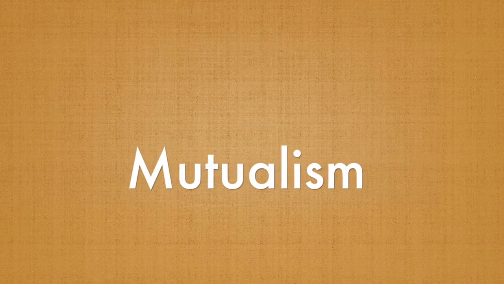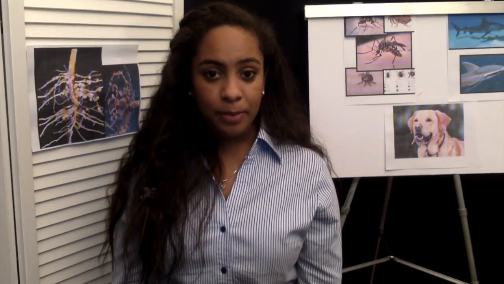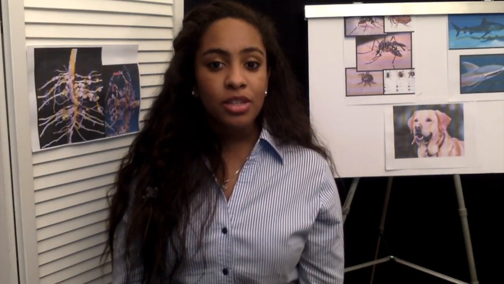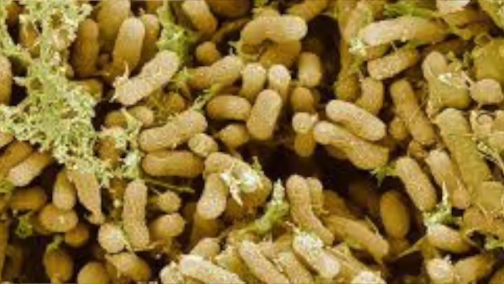The third type of symbiotic relationship is mutualism. In mutualism, both parties benefit from the relationship. An example of mutualism is the relationship between legume plants and nitrogen-fixing bacteria.